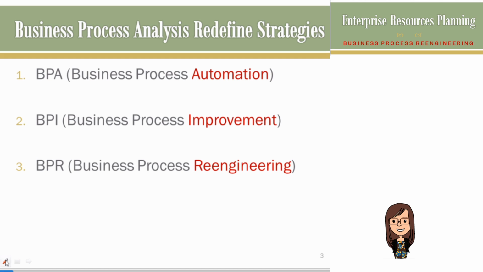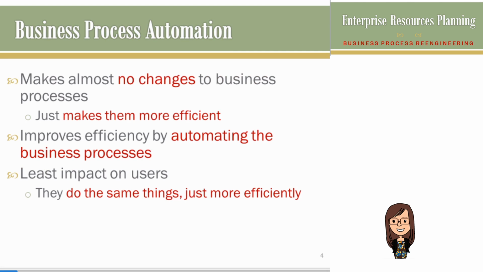So in order to do the business process analysis, to redefine the business process, there are three strategies. The first one is the BPA, business process automation, and then business process improvement and business process reengineering. So let's talk about business process automation.